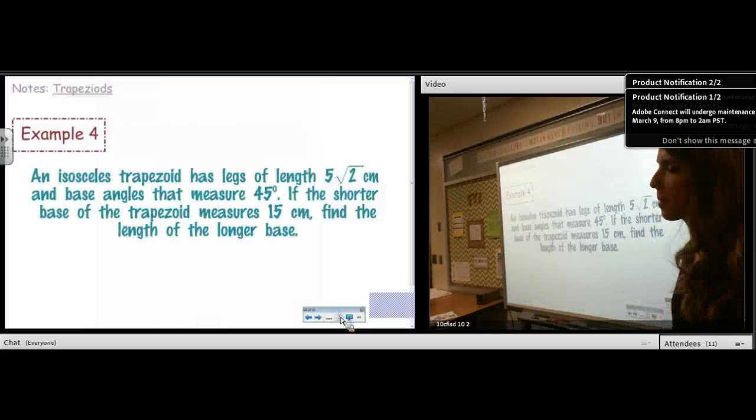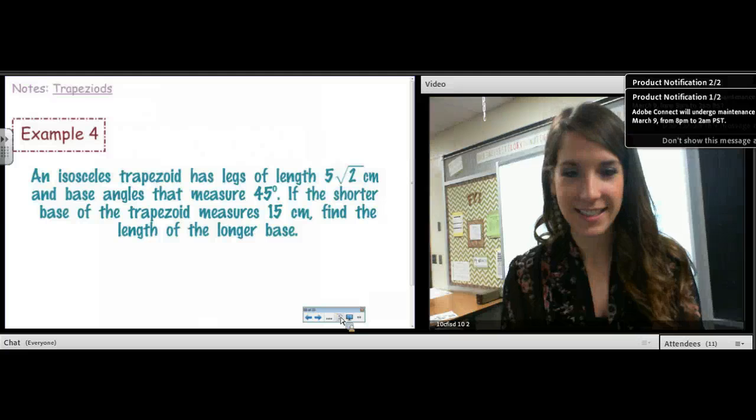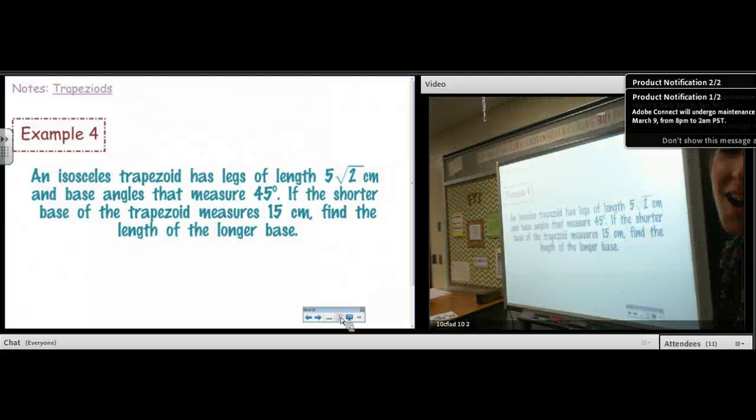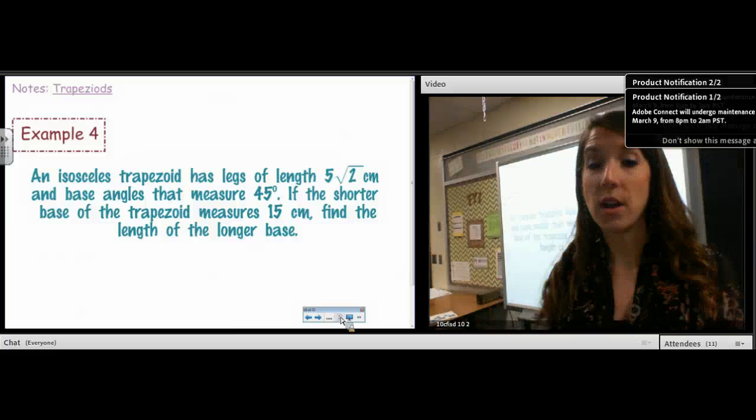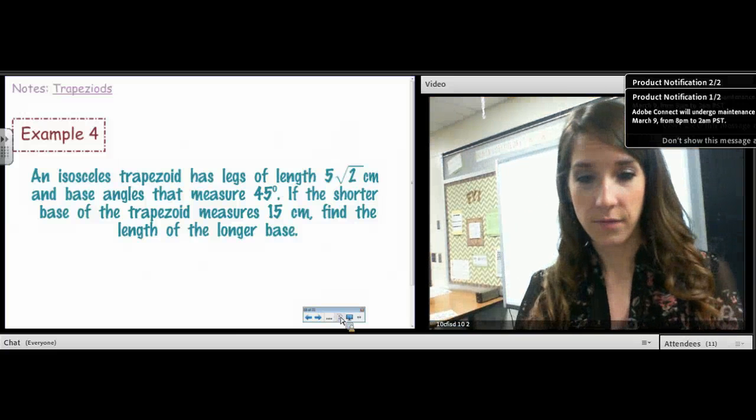Okay, here's our last trapezoid example, and then we're going to move on to kites. I think it's a compliment, George. An isosceles trapezoid has legs of length 5 root 2 centimeters and base angles that measure 45. If the shorter base of the trapezoid measures 15, find the length of the longer base. I want you to draw this before I draw it.